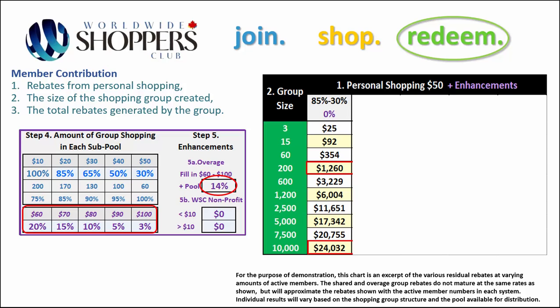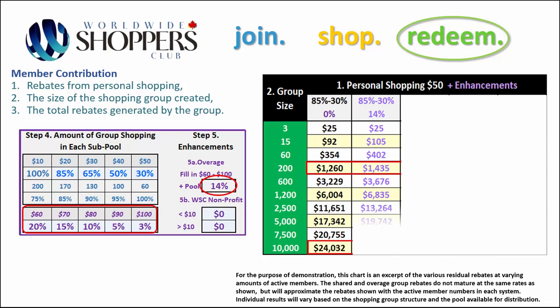If that was the scenario, that would increase the pool by 14%. If we take a look at that and run exactly the same numbers through the calculator, what happens is the 200 goes from 1260 to 1435. The 10,000 goes from 24,000 to 27,358. All right, that's scenario number 1.